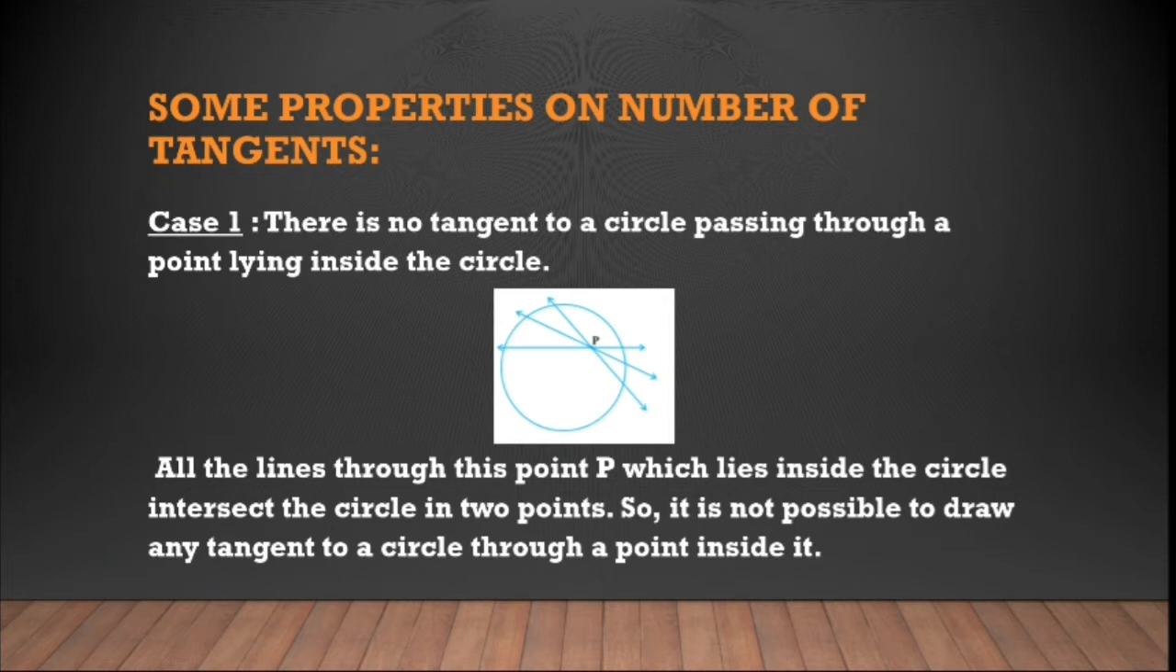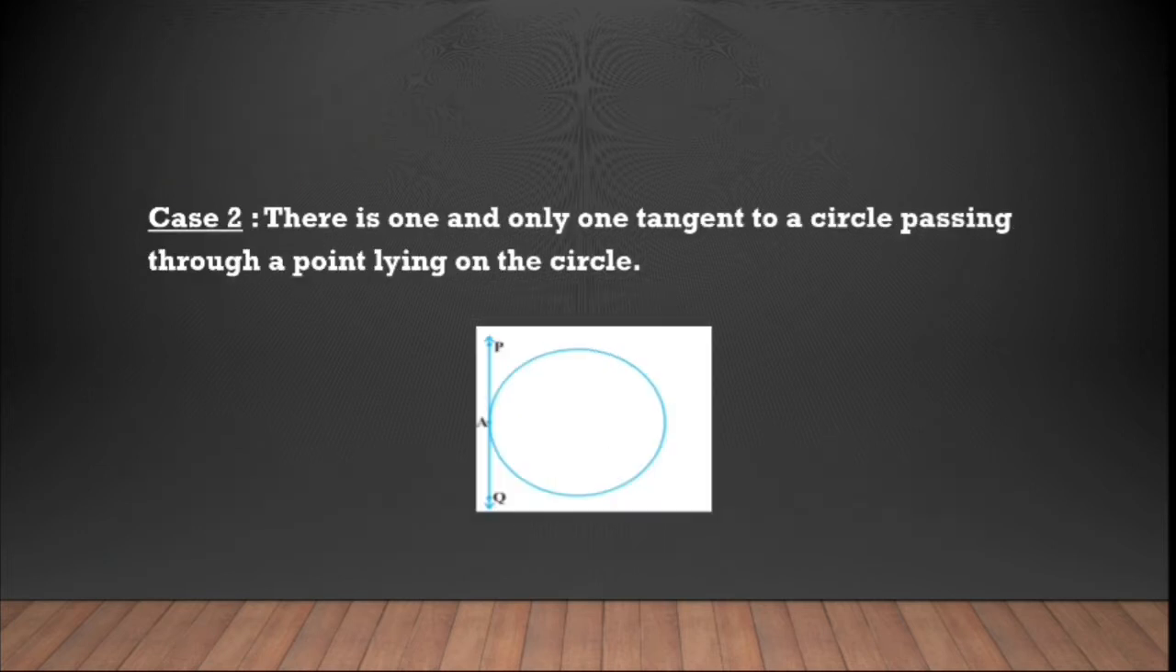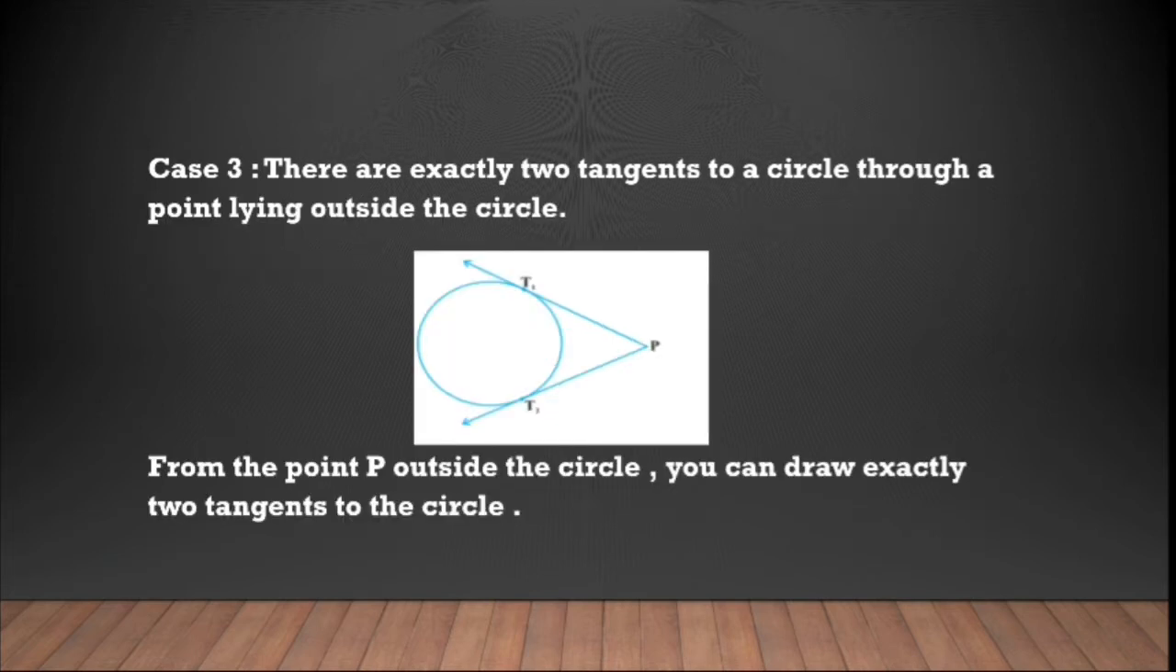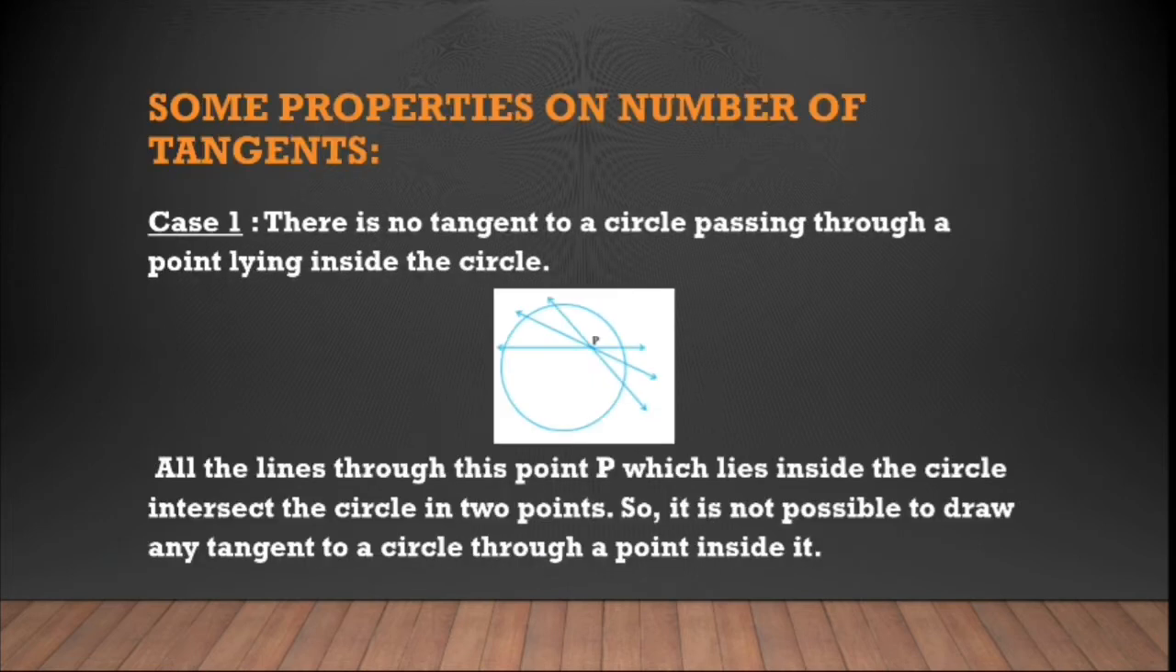In the first case, we will take an arbitrary point inside the circle. In the second case, we will choose an arbitrary point on the circumference of the circle. And in the third case, we will choose a point outside of the circle. Okay. So let us start with the first case. Consider this P is inside the circle.